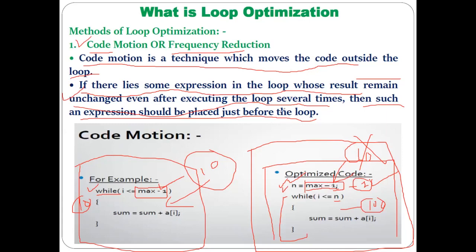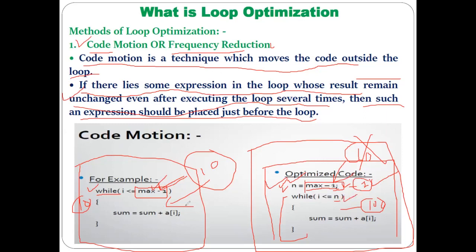So this is called frequency reduction also. Here the number of times max minus 1 is getting executed can be 10 times or 100 times. The frequency is very large, and because of that the execution time of the program increases. Understood? But there is no need for such multiple executions of this particular sub expression. So can you reduce the frequency of execution of this expression? Yes. How? We take a separate variable, assign this sub expression to that variable, evaluate it once, and then utilize it a number of times.